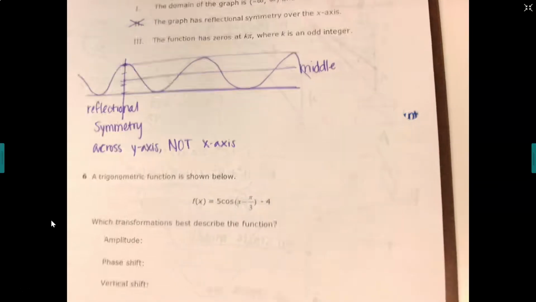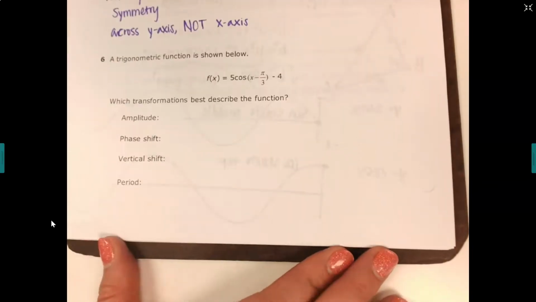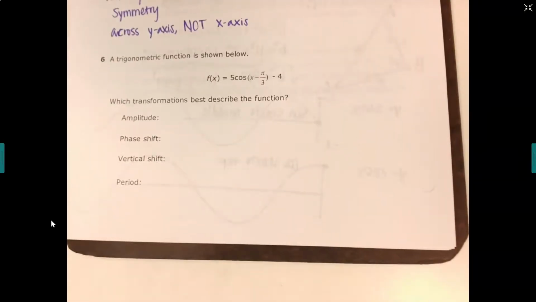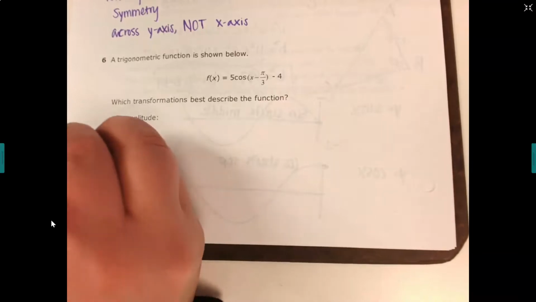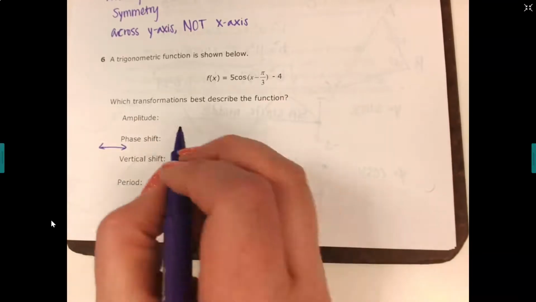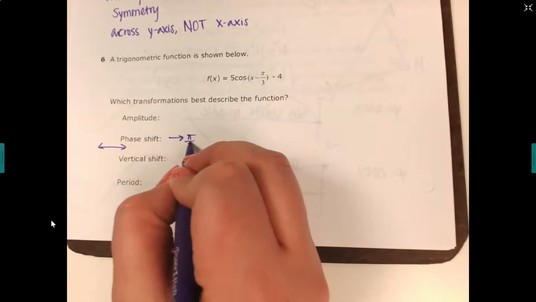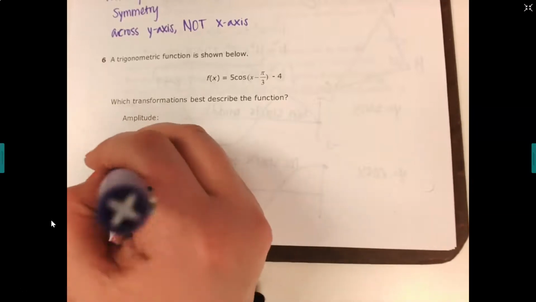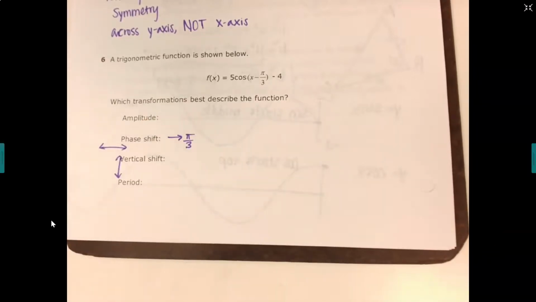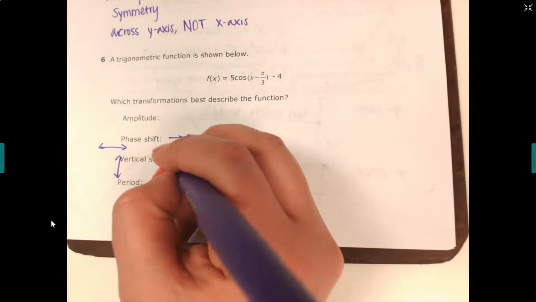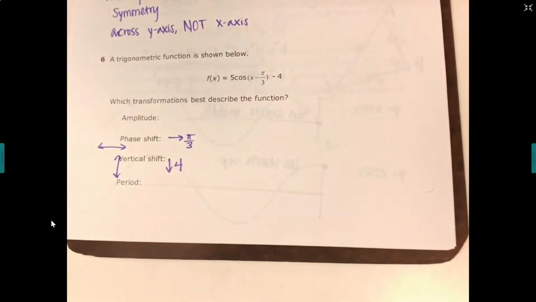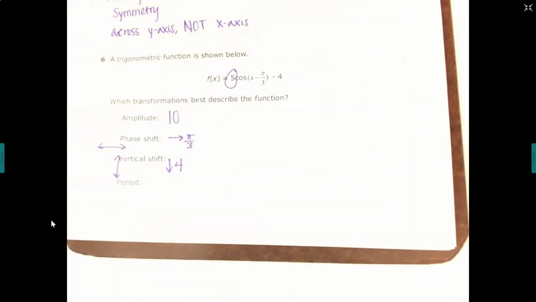You could do that as well. All right, take a look at the next one. Which way are we going to shift this guy? My phase shift is side to side. You can put that here. It's shifted to the right pi thirds. My vertical shift is up and down. Which way is it going, up or down? Down 4. And then my amplitude is how far it's stretched. 5 doubled is 10.